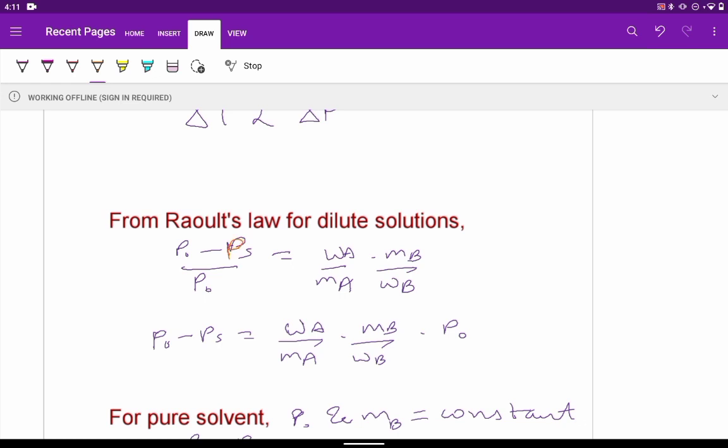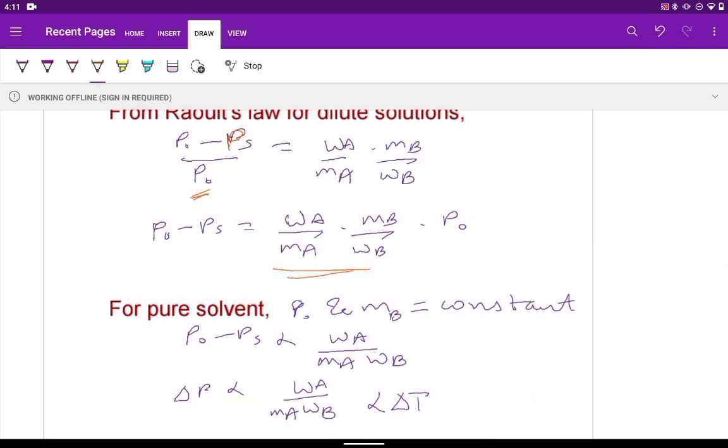(P0 minus Ps) by P0 equal to Wa by Ma into Mb by Wb. We can shift P0 to the other side, so we get this equation: P0 minus Ps equal to Wa by Ma into Mb by Wb into P0. This P0 is shifted to the right hand side. In my previous video, I have derived this equation. You can just go through that video.